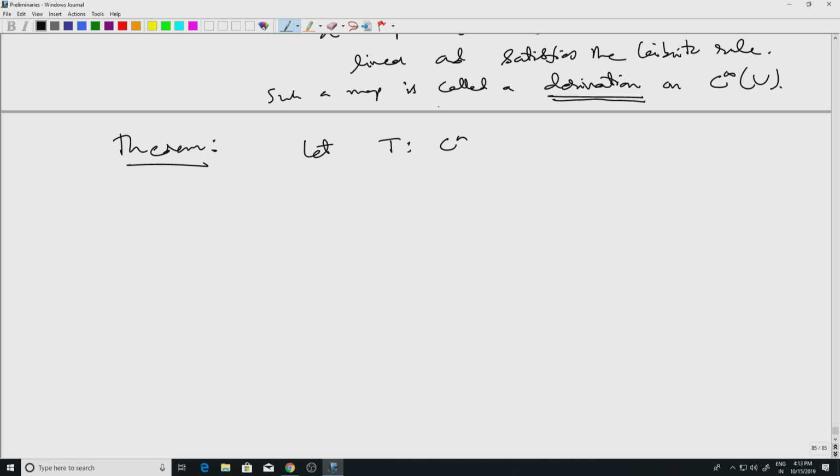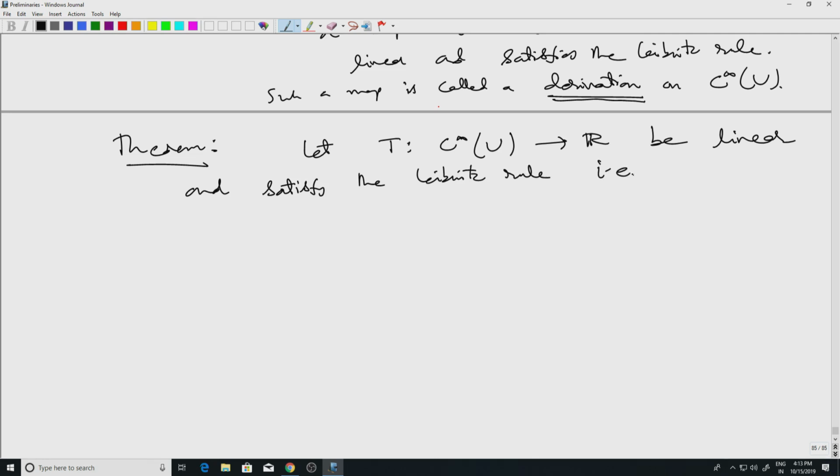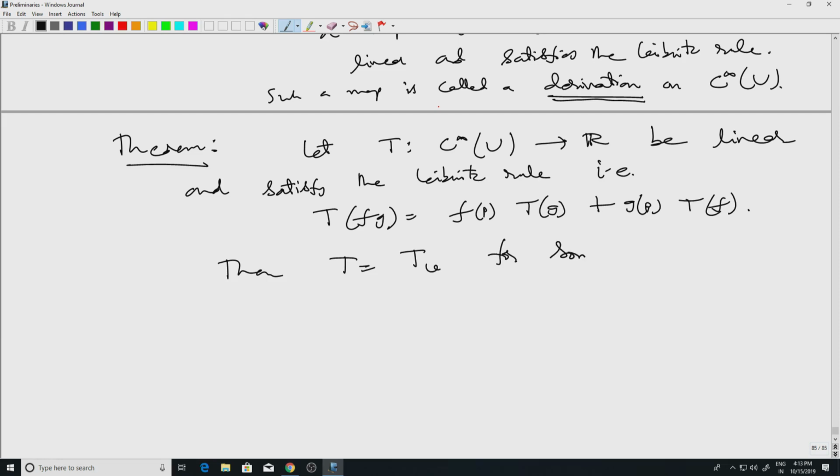Let T from C infinity U to R be linear and satisfy the Leibniz rule, i.e. T(fg) = f(P) T(g) + g(P) T(f). Then T equals TV for some V in Rn.